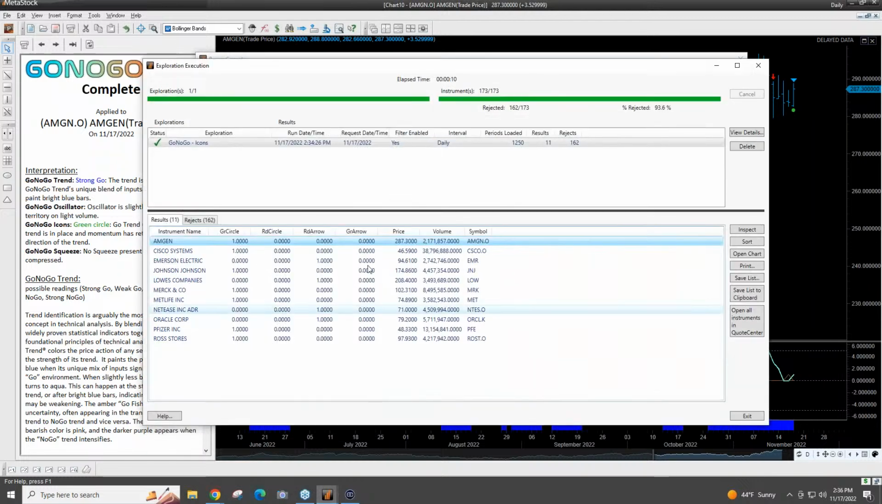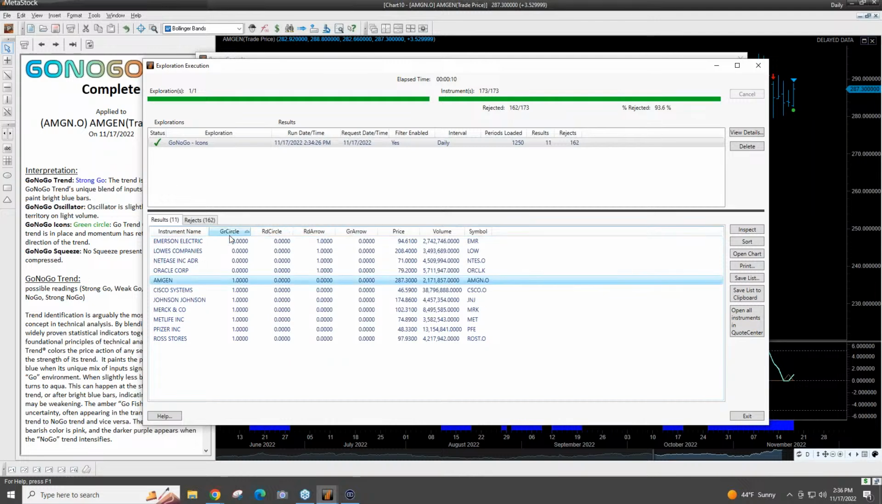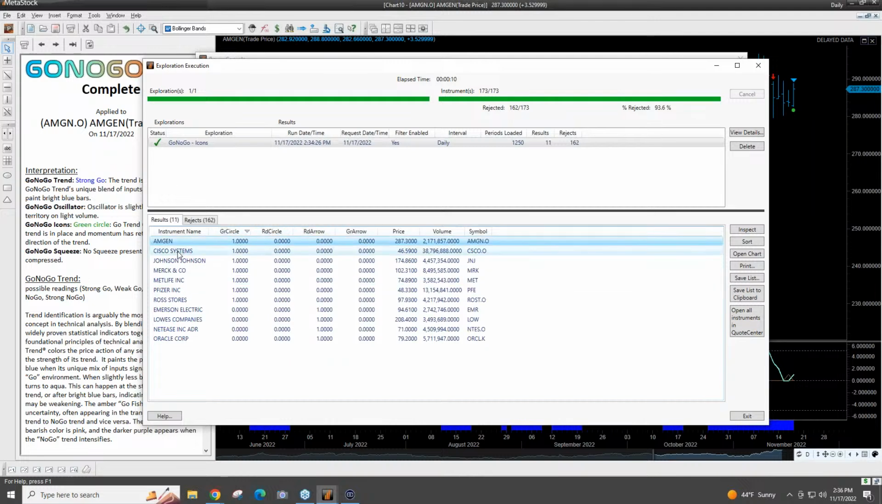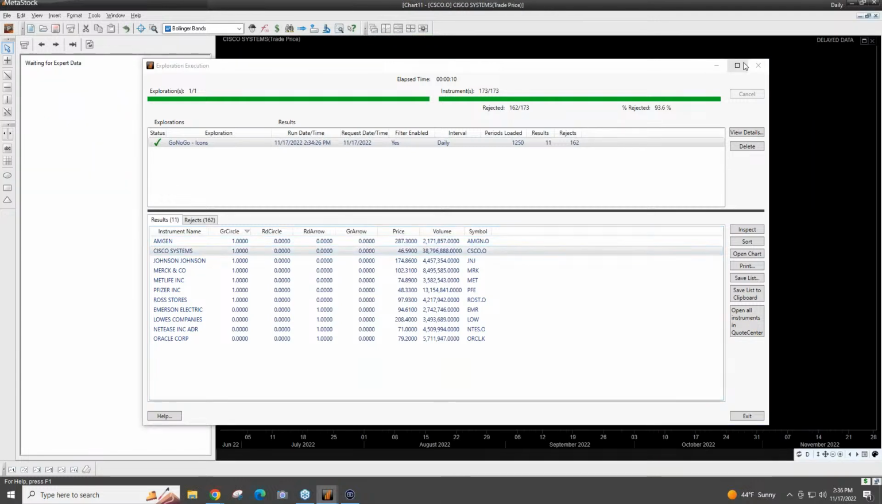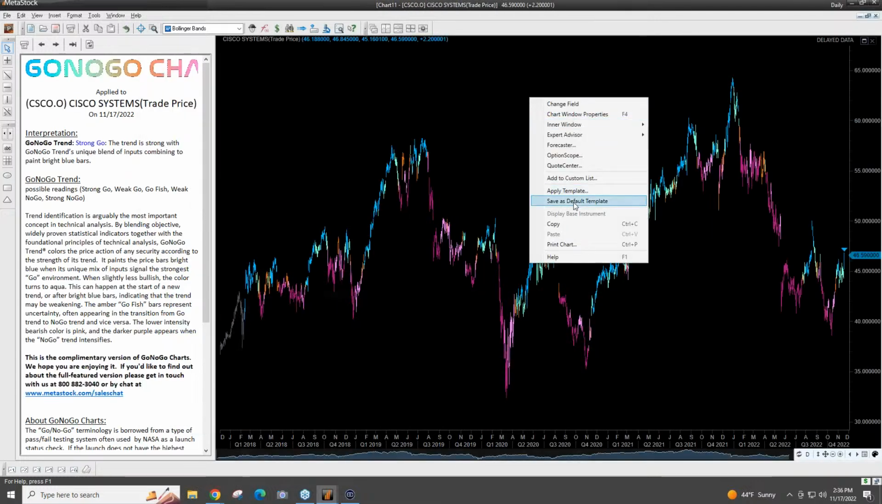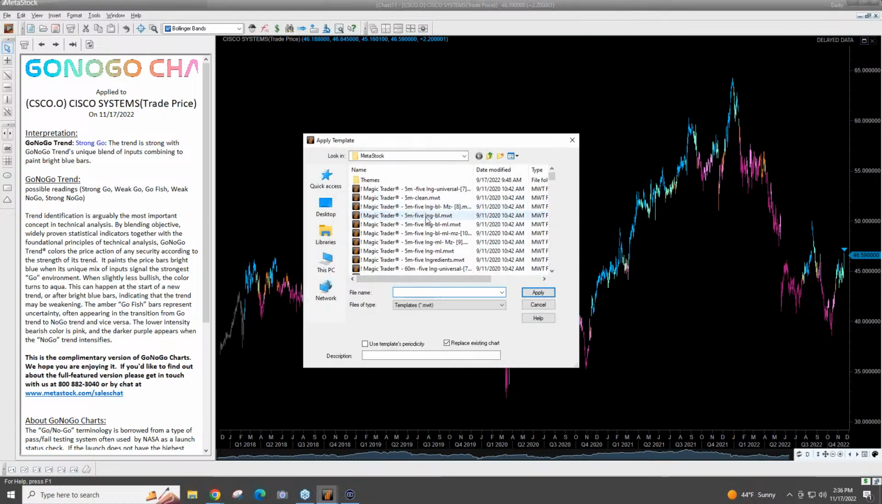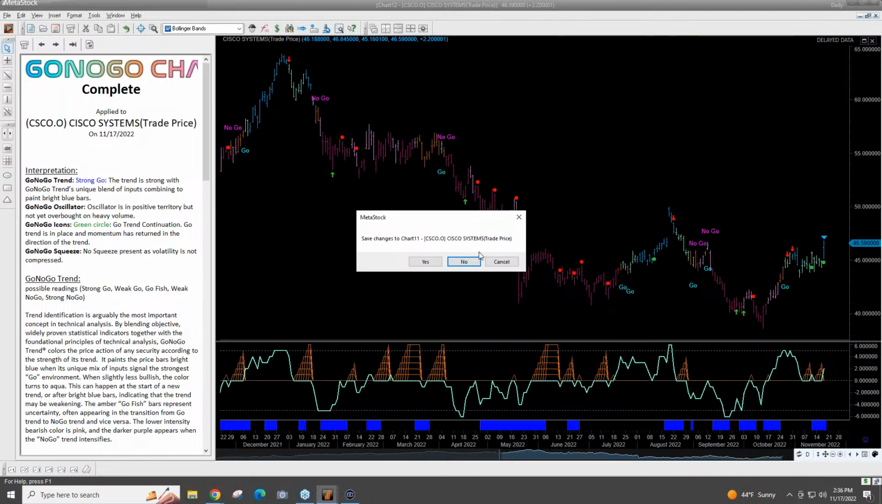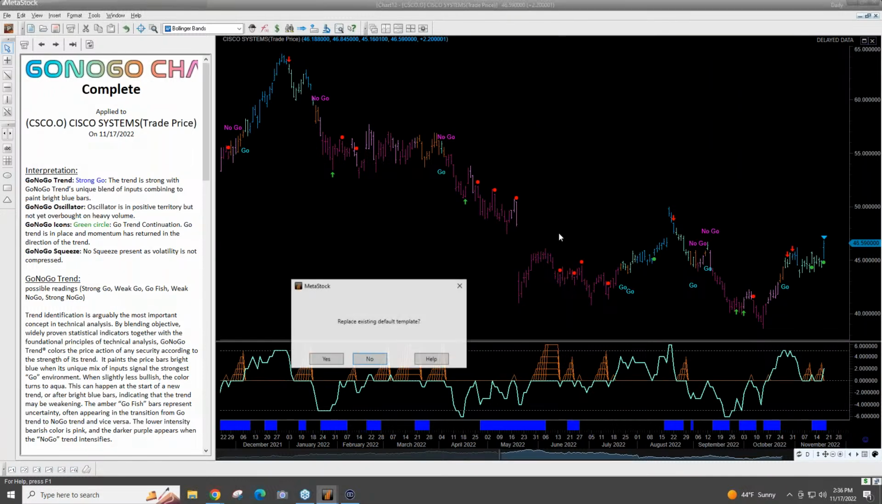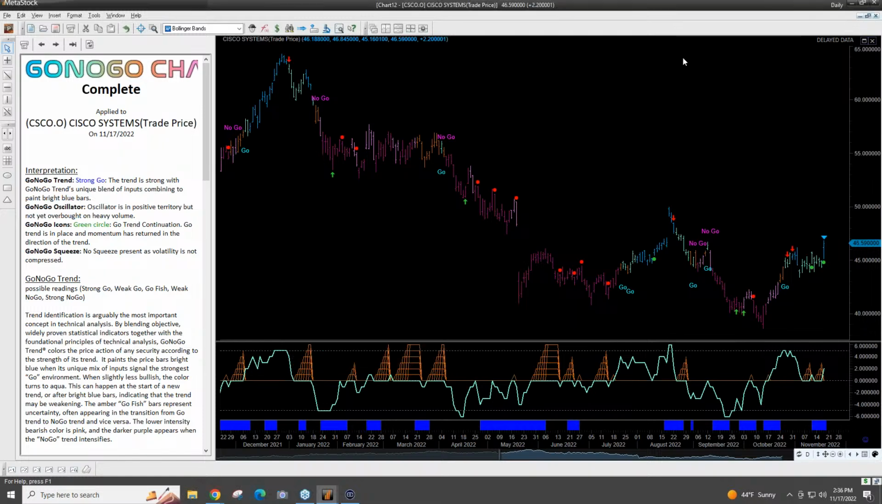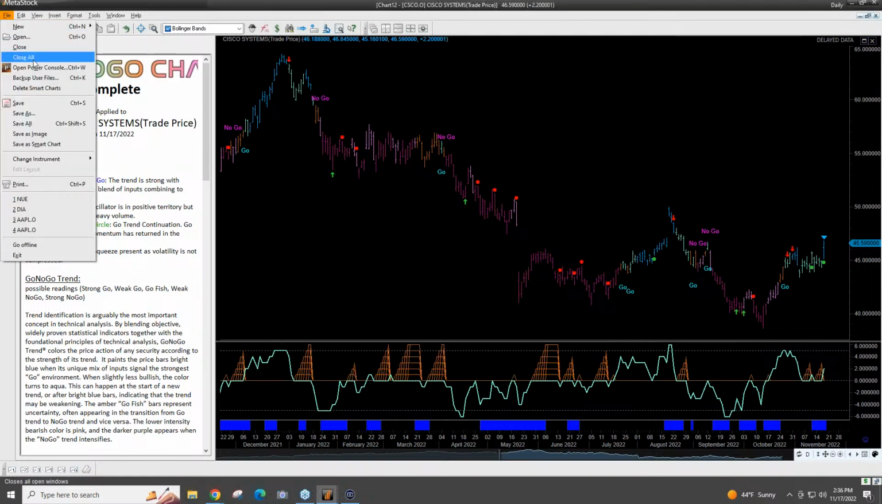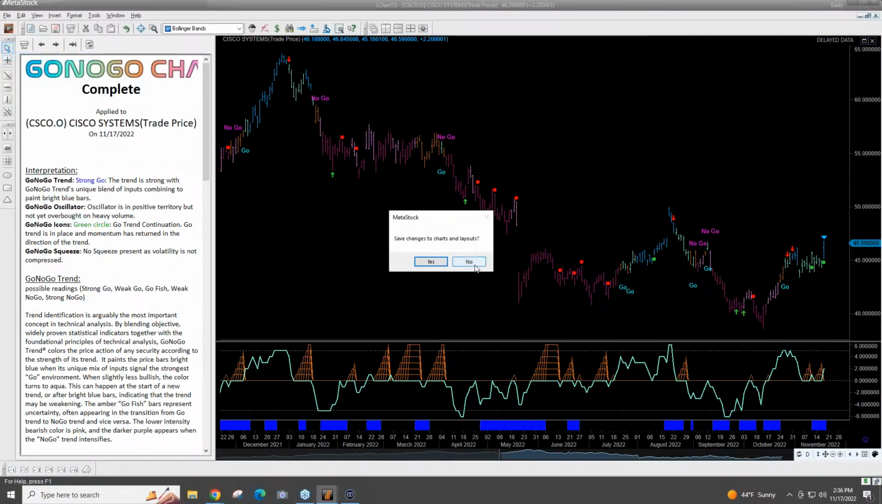I should go back to the other ones. Okay, here we go. So let's look for anything, no red circles. We've got a couple green circles on here. So let's look at Cisco. And I want to actually change this. So apply template, GoNoGo complete. Then I'm gonna right click and do save as default template, replace existing, yes. And let me quickly close my charts so I can clear out all my other ones. And then I'll come back to this.